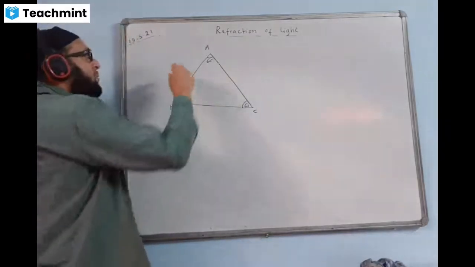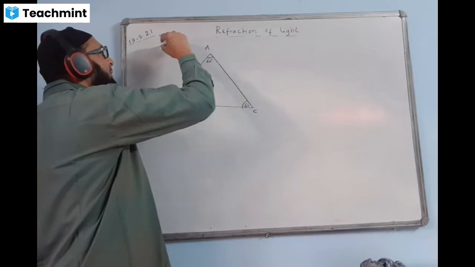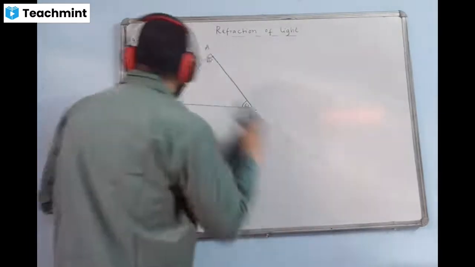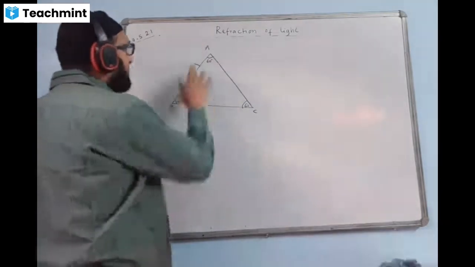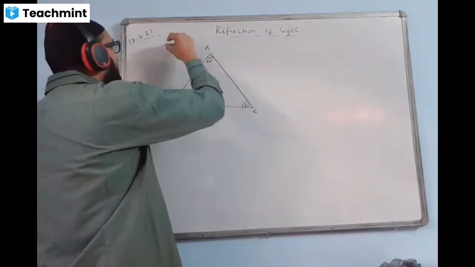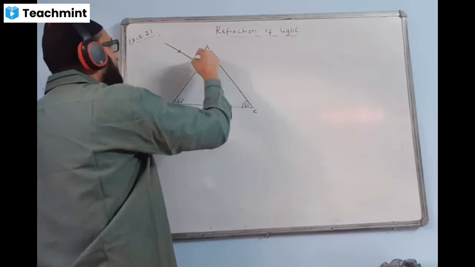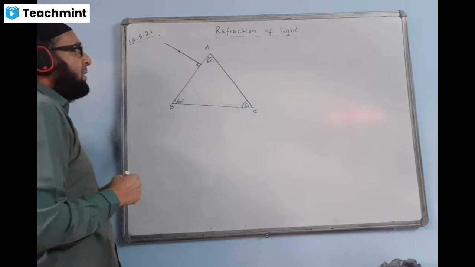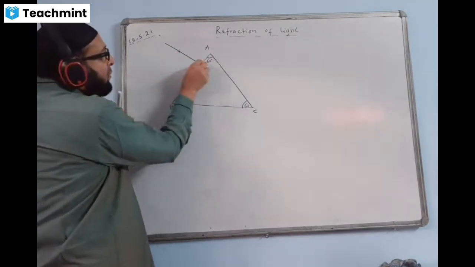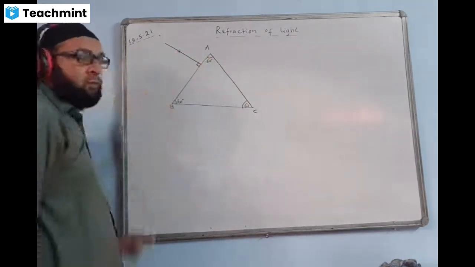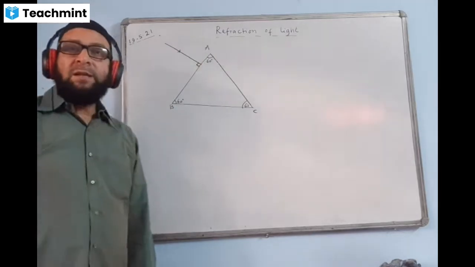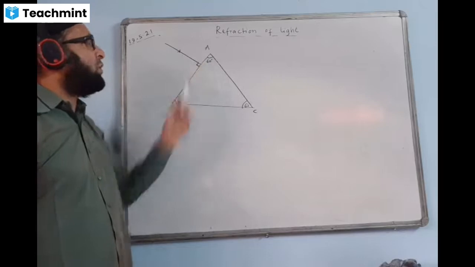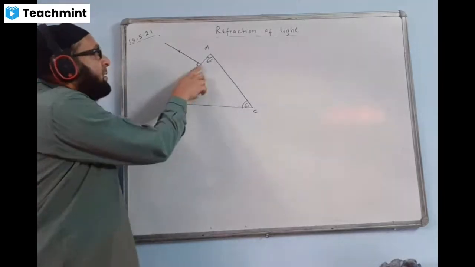Okay, now in this question they are showing one ray like this. Straight, of course, because I don't have a ruler right now. There is a ray shown like this. This ray is drawn closer to the point A. Please, when you make a diagram, keep this ray closer to the point A. Don't draw it in between, okay? Just closer to the point A.